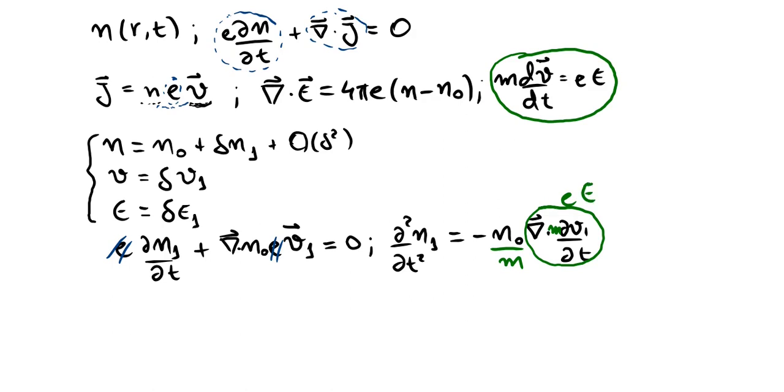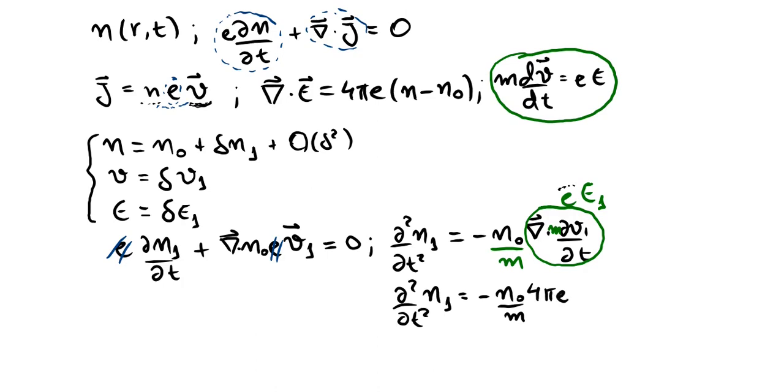And everything is in first order here, so I'm going to put E1 here, and because this is V1 too, right? So now I can already rewrite this thing like this, right? N1, and this is going to be minus N0 over the mass. There should be one charge, one electron charge here, but then I have divergence of E1. Divergence of E1 is going to be 4 pi e.